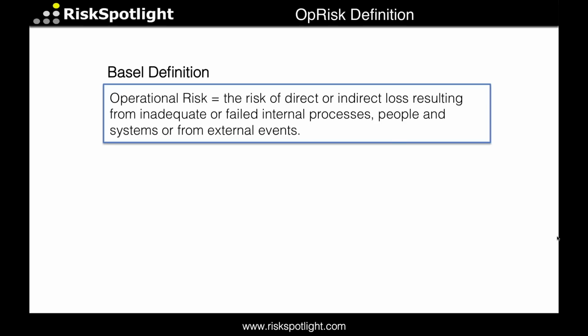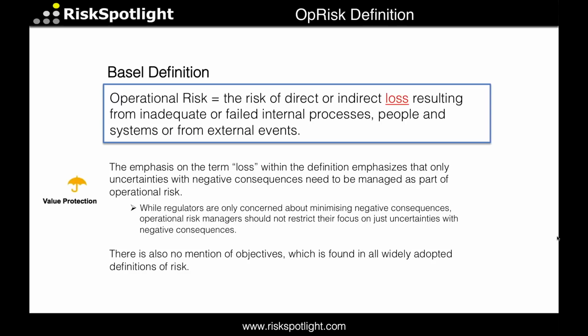The most widely adopted operational risk definition is, of course, from Basel, which is where the discipline started, or where it got formalized as a separate risk management discipline. The Basel definition defines operational risk as the risk of direct or indirect loss resulting from inadequate or failed internal processes, people, and systems, or from external events.